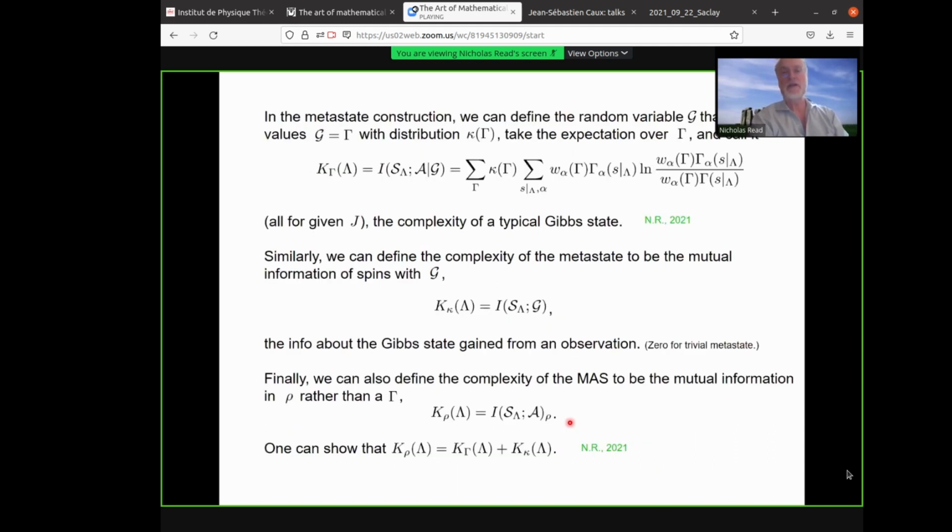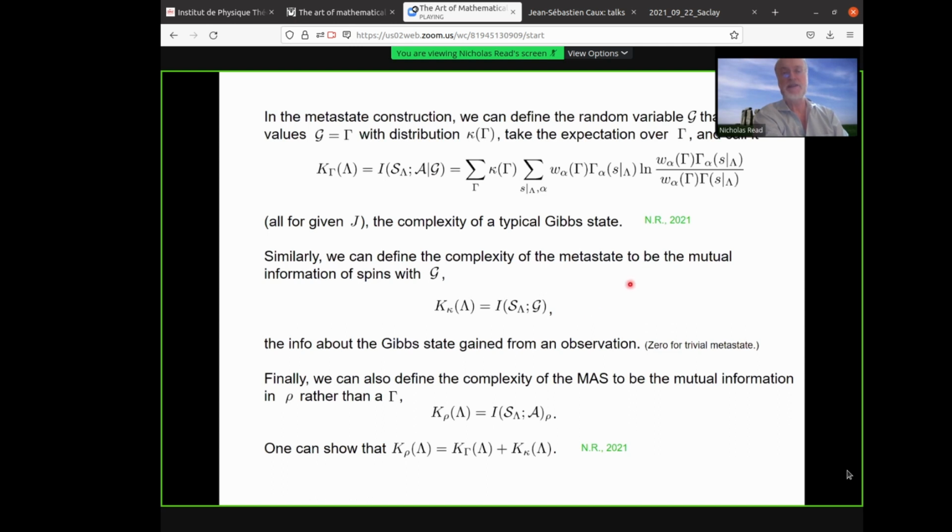So in the metastate construction, we can think of the Gibbs state as a random variable because it has distribution kappa. We can take the expectation of the kappa. That gives us a mutual information which is conditioned on G, and the expression becomes this, rather obviously. And this is all for given J's. So this I call K sub gamma. So this is the complexity of a typical or average Gibbs state drawn from the metastate.